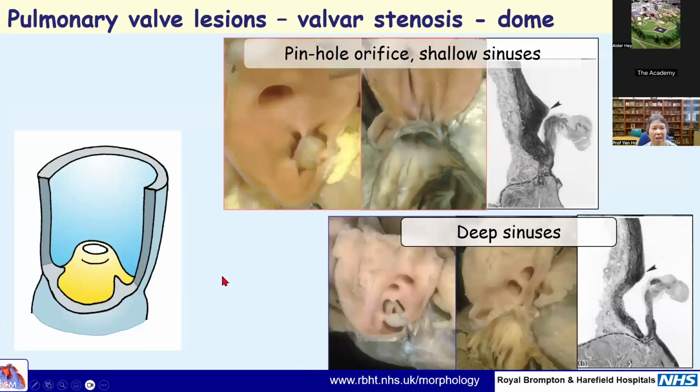But more commonly, I think the pulmonary valve, when it's stenotic, will show this kind of configuration instead of a unicuspid configuration. It's more or less like a dome-shaped kind of valve is depicted here. In this heart, a very tiny pinhole in this dome. This one also with shallow sinuses, but you may have those with deeper sinuses as shown on this other histologic section here, depicted here.